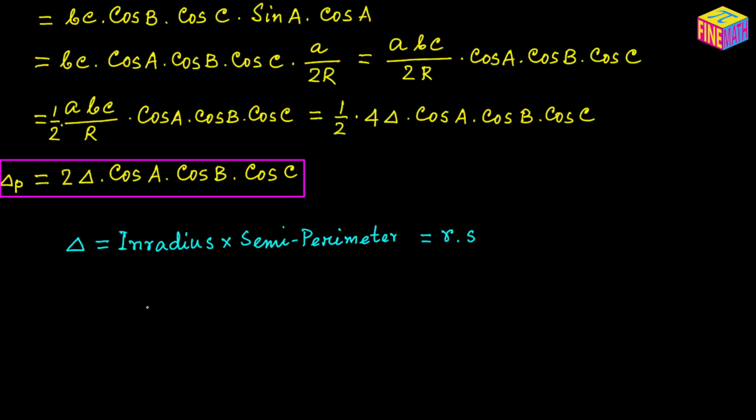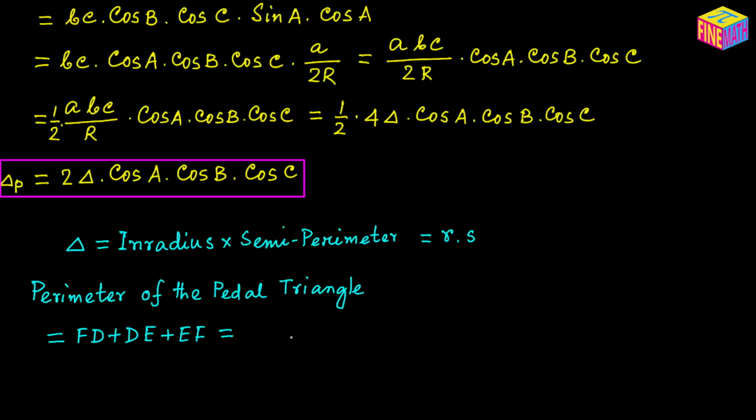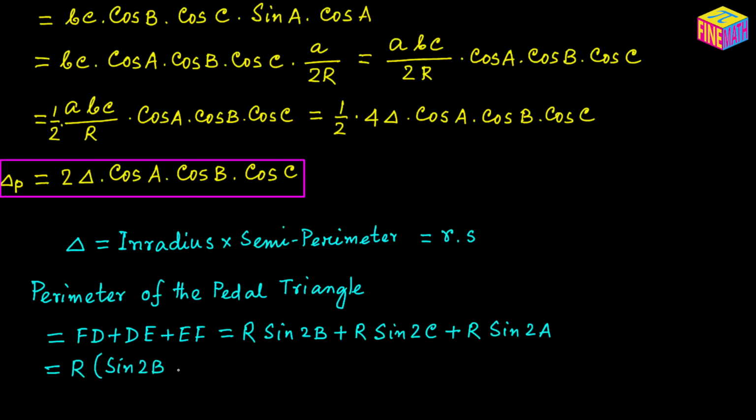Now what would be the perimeter of the pedal triangle? We have to add up the 3 sides, so that would be FD plus DE plus EF, and that will be equal to r times sine of 2b plus r times sine of 2c plus r times sine of 2a, and this can be written as r times (sine of 2b plus sine of 2c plus sine of 2a). When a plus b plus c is equal to 180 degrees or pi radian, then sine of 2a plus sine of 2b plus sine of 2c is actually equal to 4 times sine of a times sine of b times sine of c.